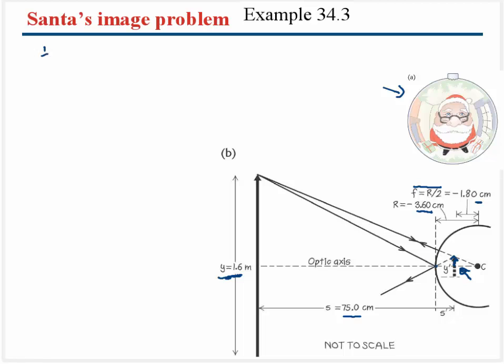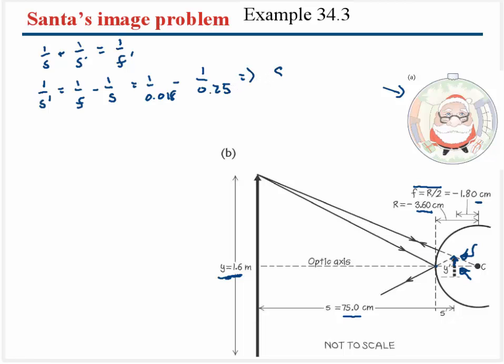So now we have our focal length, and we apply the same equation. 1 over object distance plus 1 over image distance is going to be equal to 1 divided by the focal length. What we're interested in is how tall Santa is going to be. So we can say that 1 over image distance is going to be equal to 1 divided by the focal length minus 1 over the object distance. So that's going to be 1 divided by 0.018 meters minus 1 divided by 0.75 meters. That's going to allow me to calculate my image distance.